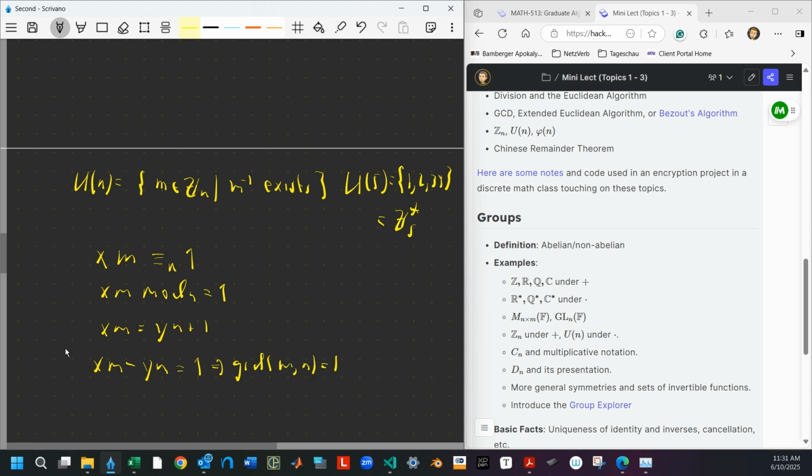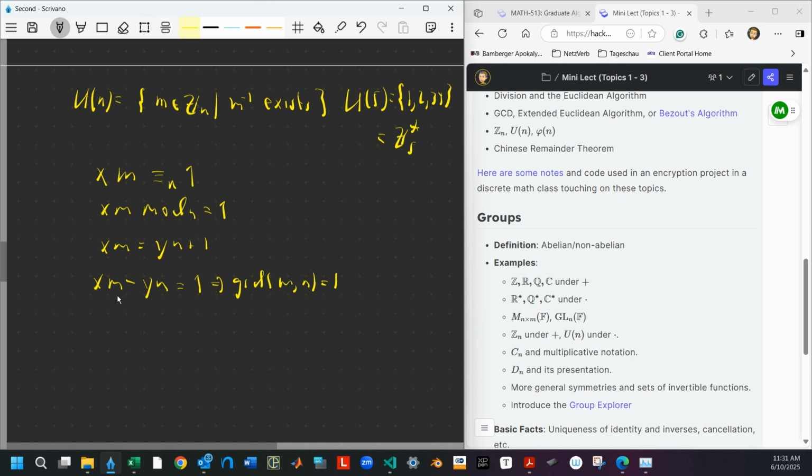You can't have anything that divides both m and n, because if d divided both m and n, then d would have to divide 1, but the only thing that divides 1 is 1, right? I mean, if the GCD was not 1, right? So this has to be 1. So what we just proved is if m inverse exists, then GCD of m and n equals 1, right?